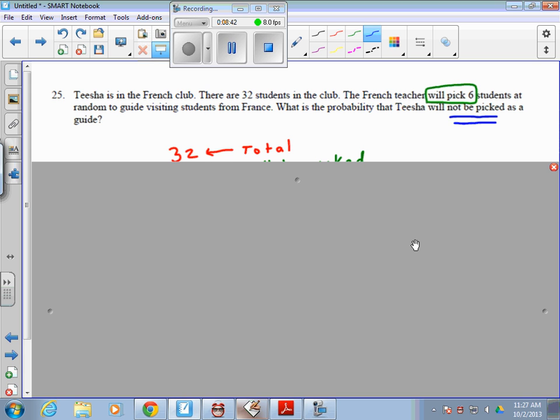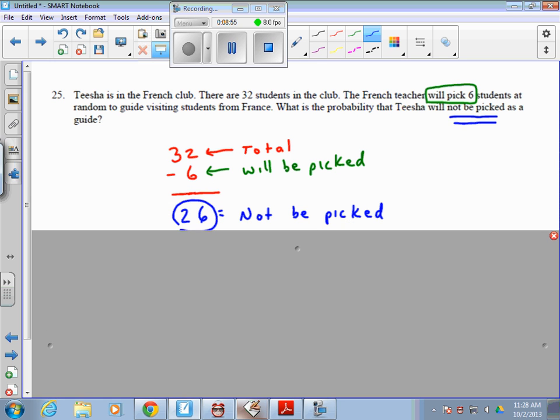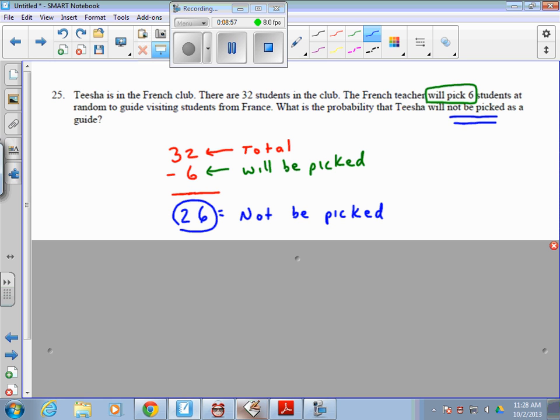Number 25 says Tisha is in the French club, 32 students in the club. The teacher will pick 6 students to guide the French students. What is the probability to not be picked? So you have to look and see. You know that the total is 32. 6 will be picked. So 32 minus the students that will be picked gives you the number that won't be picked, 26.